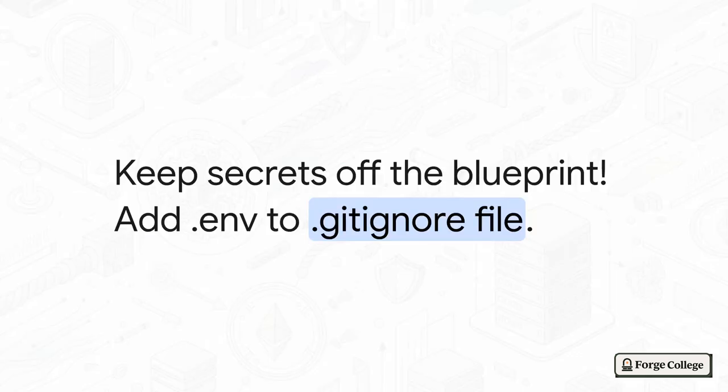And this brings us to the ultimate, undisputed, golden rule of Web3 security. Your .env file goes in .gitignore. Keep secrets off the blueprint. Literally never ever commit your .env file to version control. Let your automated continuous integration pipelines inject these secrets at runtime.